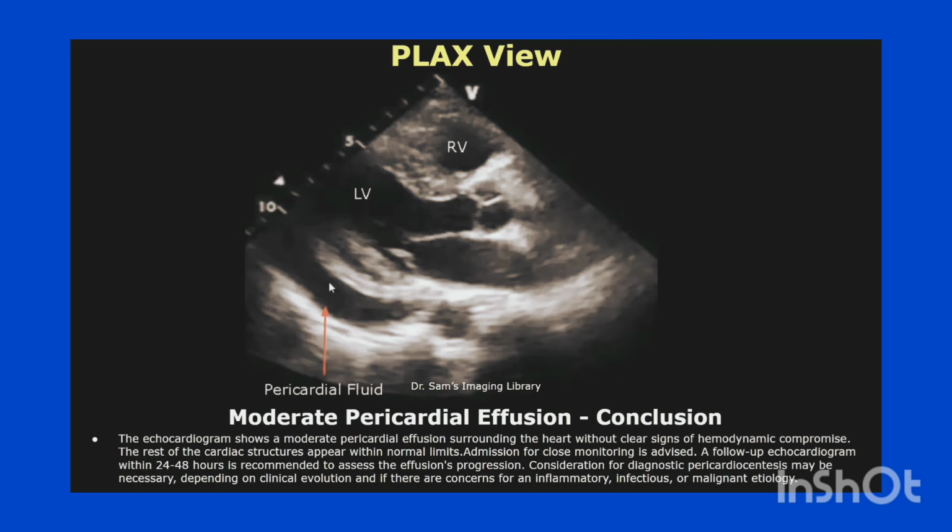Here is the conclusion. The echocardiogram shows a moderate pericardial effusion surrounding the heart without clear signs of hemodynamic compromise. The rest of the cardiac structures appear within normal limits. Admission for close monitoring is advised. A follow-up echocardiogram within 24 to 48 hours is recommended to assess the effusion's progression.